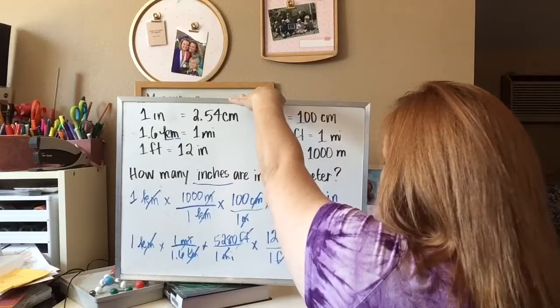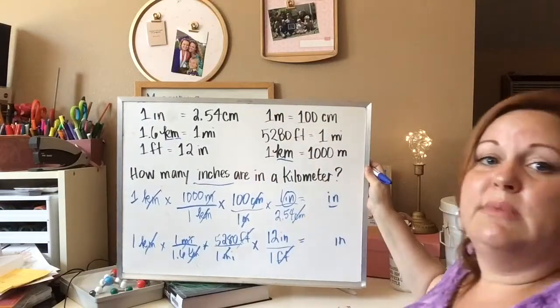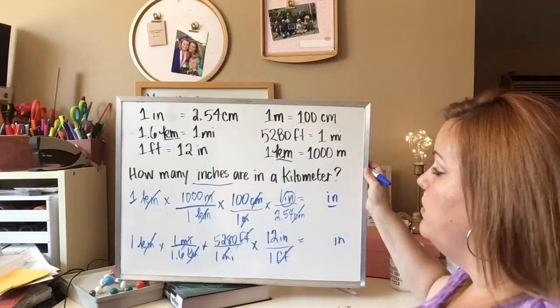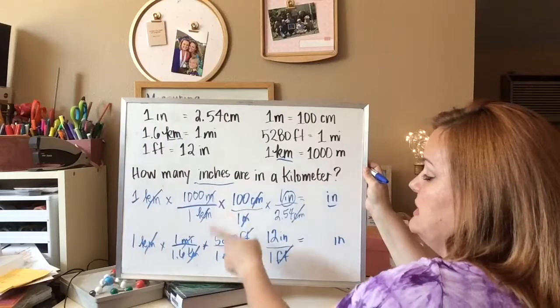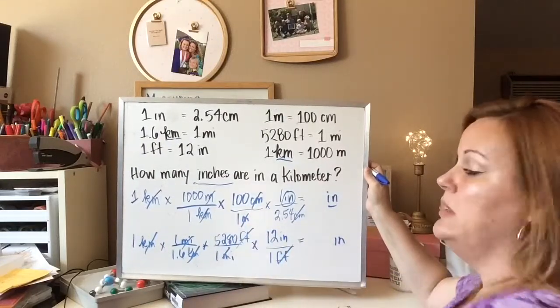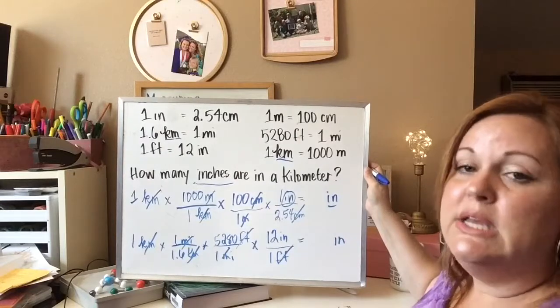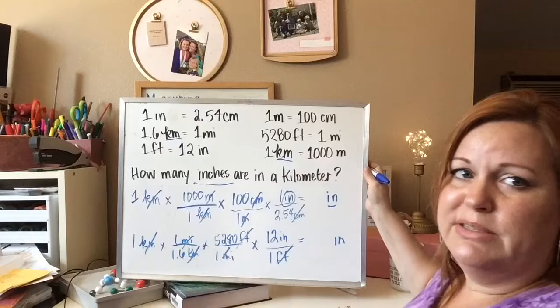And then when I plug that into a calculator, I will get a number that actually should be the same as the first one, even though it was a different method of getting there. 1 divided by 1.6 times 5,280 times 12 would give me my number of inches in 1 kilometer. And so that is how we set up a unit conversion kind of problem.